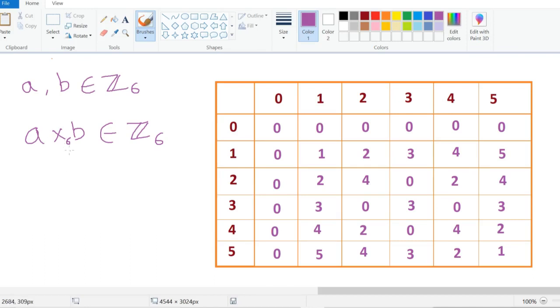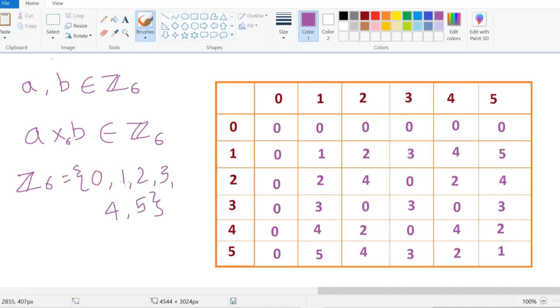Now if we take this multiplication to be our main operation, what happens? Is Z6 a group under multiplication? We already know that Z6 has the members 0, 1, 2, 3, 4 and 5, where 0 is the additive identity. What about the multiplicative identity?